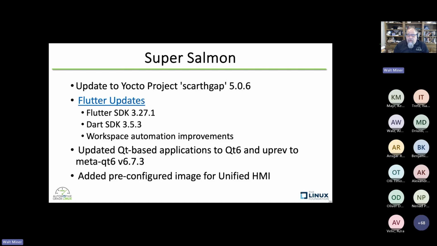Super Salmon was our release earlier this year. It basically is tracking Scarthgap, and Yocto is running 2 LTS versions concurrently, version 4 and version 5. In Salmon, we updated Flutter to, again, close to the tip of the tree, 3.27.1. We updated our Qt applications to Qt 6, specifically Qt 6.7.3. We added a pre-configured image for unified HMI, so you can play with that.